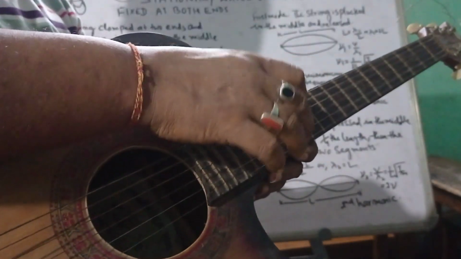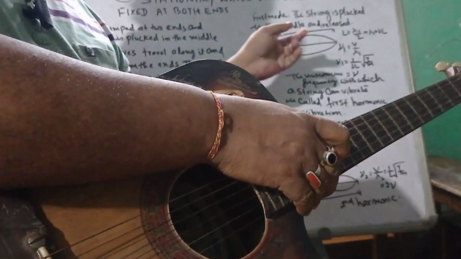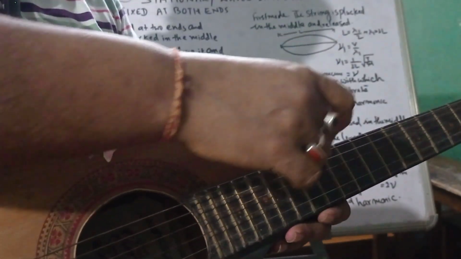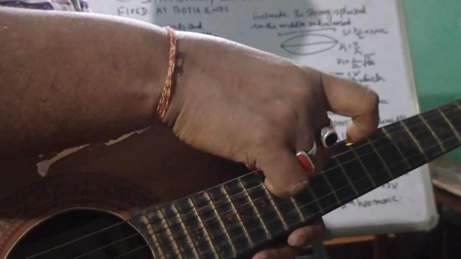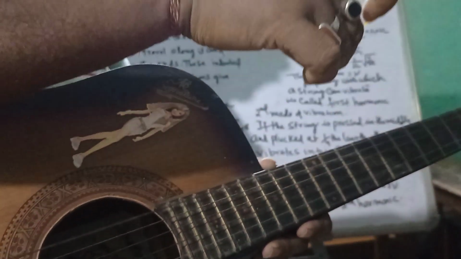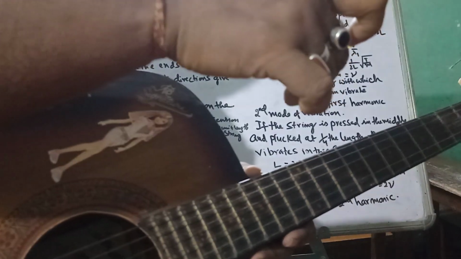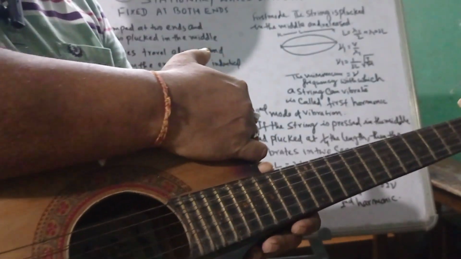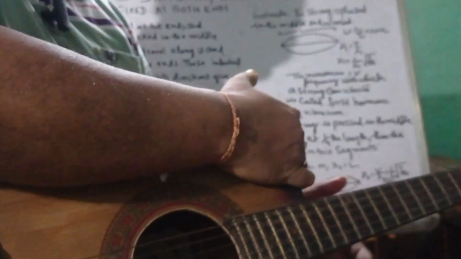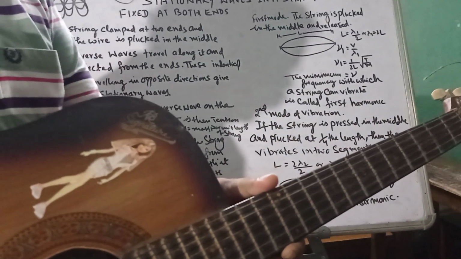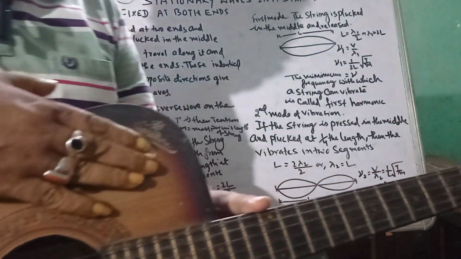If the string is plucked in the middle, the rough idea I am taking, this is the middle, I just release it. So here, this is the minimum frequency with which a string can vibrate, and it is called the first harmony. So what does a guitarist do?